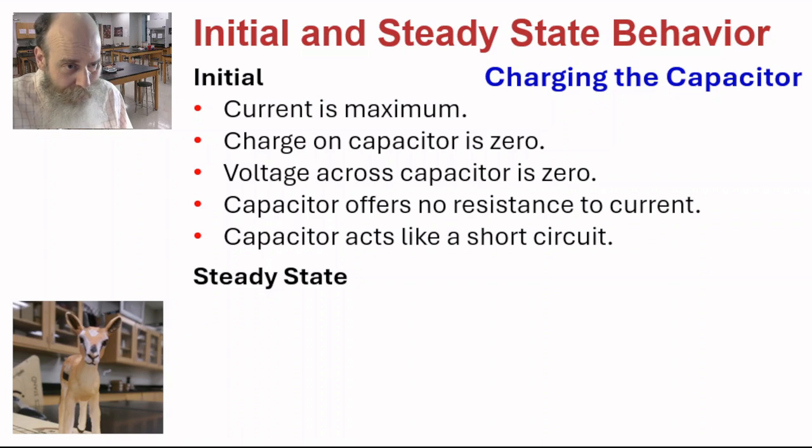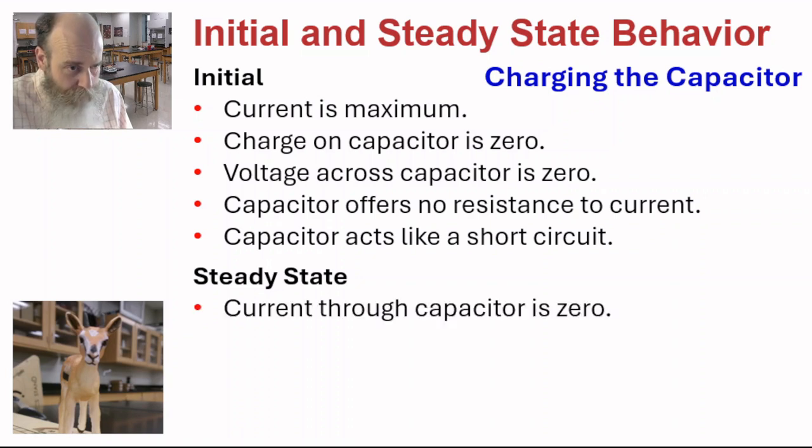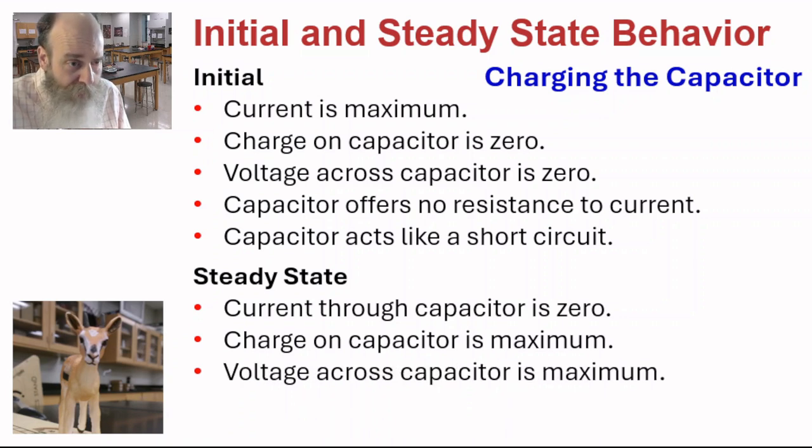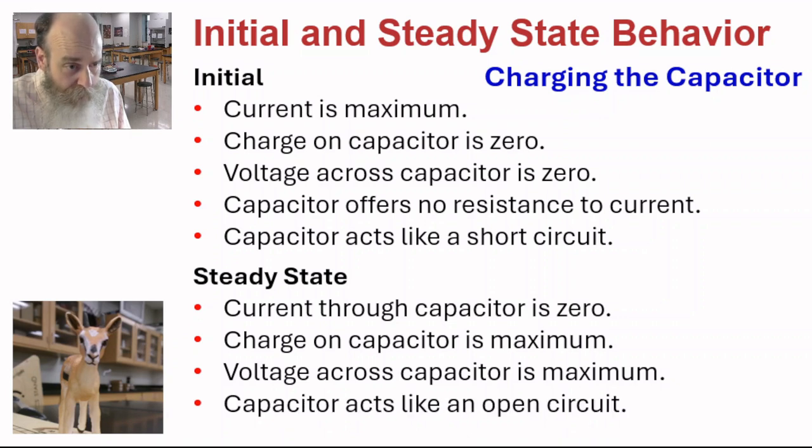In steady state, after a long time, the current through the capacitor is 0. The charge on the capacitor is maximum, and the voltage across the capacitor is maximum. The capacitor acts like an open circuit.